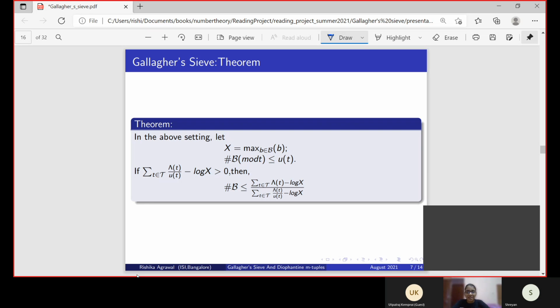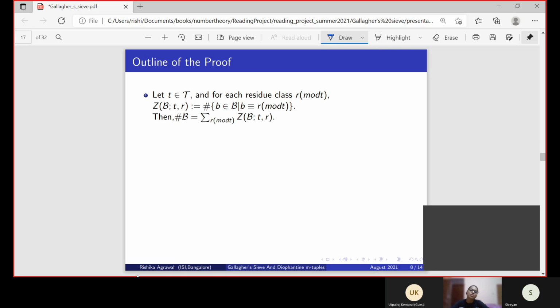Okay, so next we'll see the outline of the proof of this theorem. I have tried to include all the details, but there are a few that I've missed. From here, the proof may look a little intimidating, but it is good. Just try to look at it and understand it.